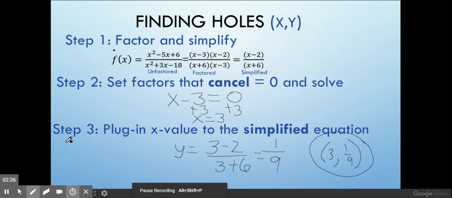If your function doesn't have factors that cancel out, like in that first example where the factored form was the simplified form, then you do not have a hole. So the only time you have a hole is if factors cancel. If no factors cancel, you would write no hole.